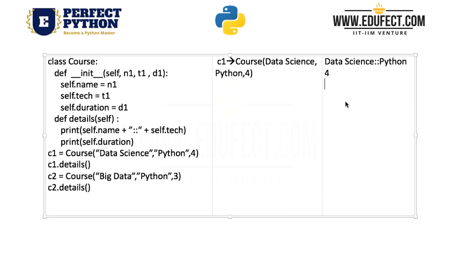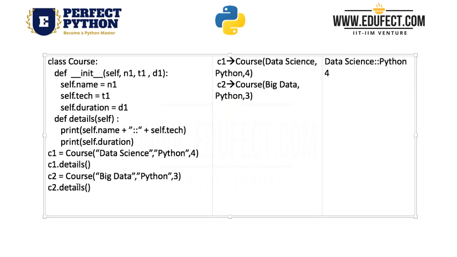So 4 will get printed. Then we are creating a course C2 with the parameters big data, Python, 3. So C2 will be an object of type course with big data, Python and 3. Big data will correspond to the attribute name, Python will correspond to the attribute tech, and 3 will correspond to the attribute duration.